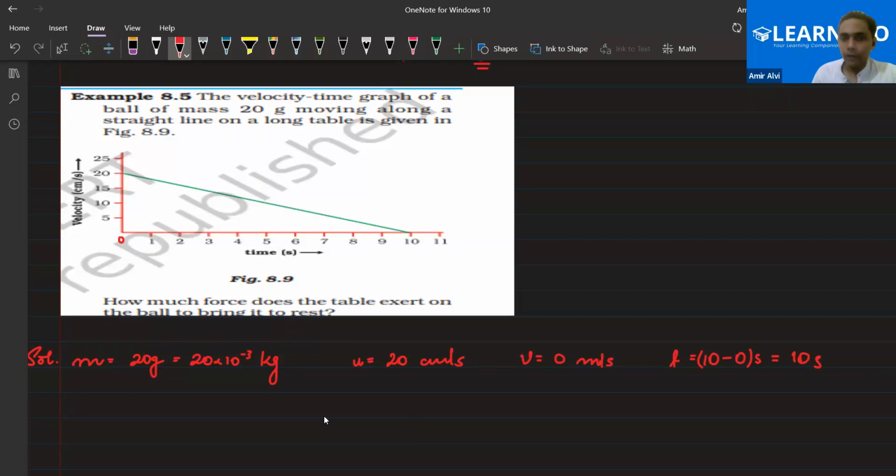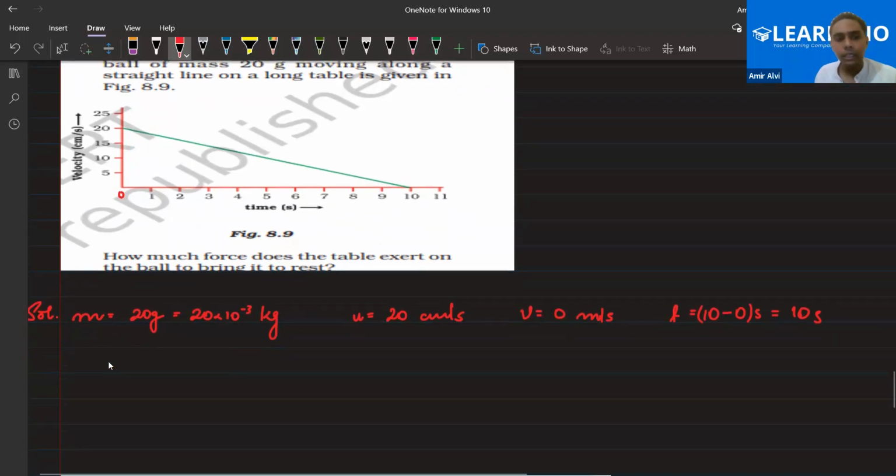Now we have to find the force that brings the ball to rest. First of all, I need acceleration. I have the mass, but I need acceleration. So I will use the first equation of motion, v = u + at, to find the acceleration. Yes or no, everyone?